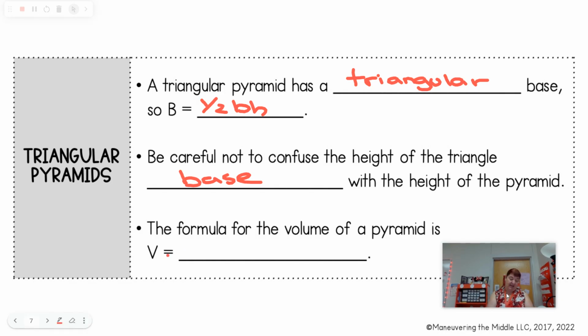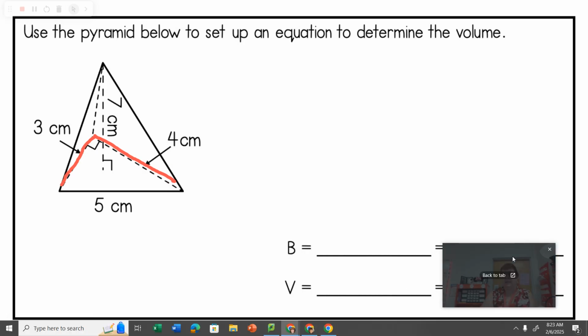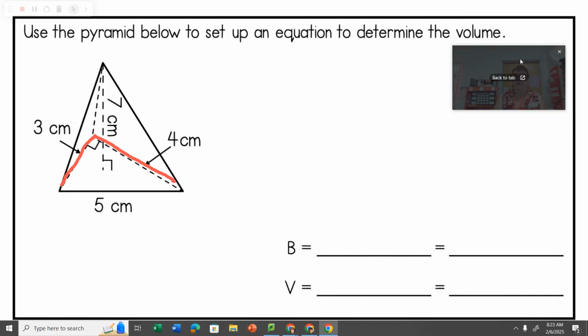So the formula is, it's basically the same formula. The formula is 1/3 of big B times H. 1/3 of big B times H. So let's do it. The base is right here. Let me see if we get this. Here's our base. So our base is a 3 by 4.